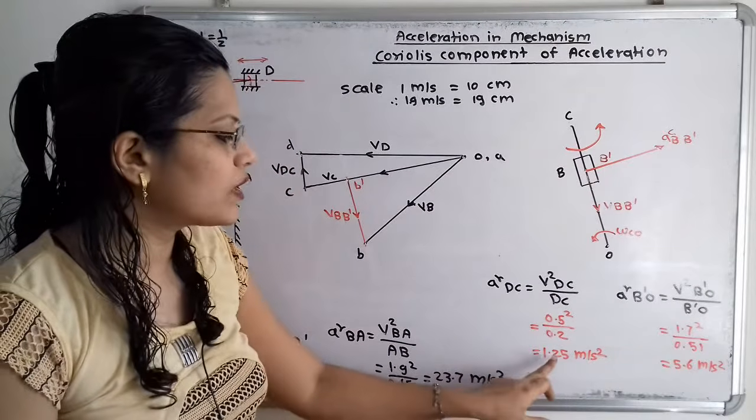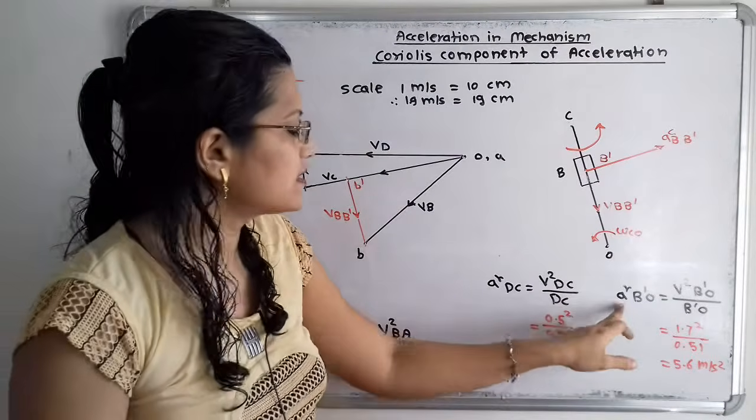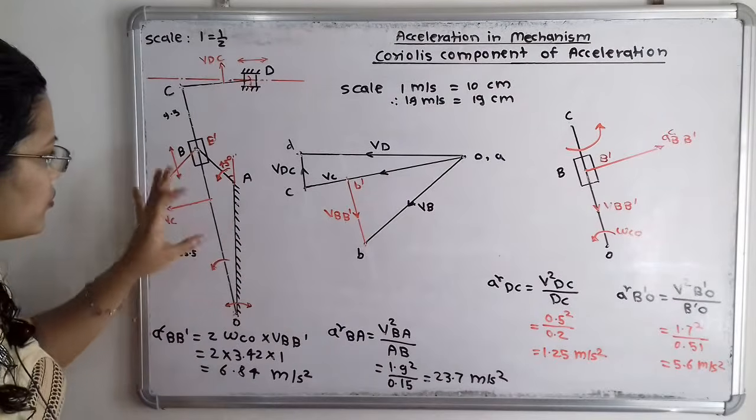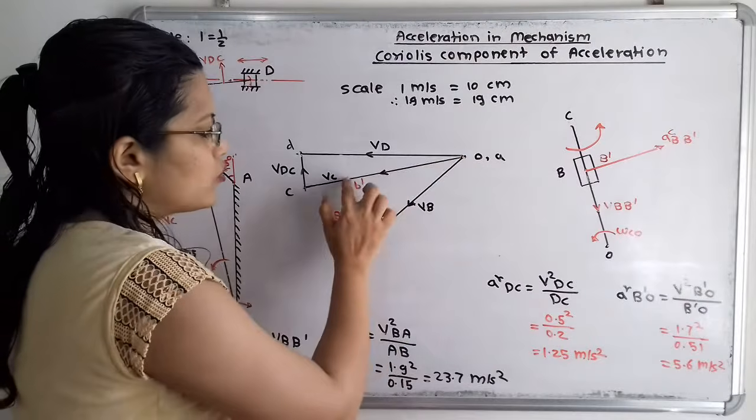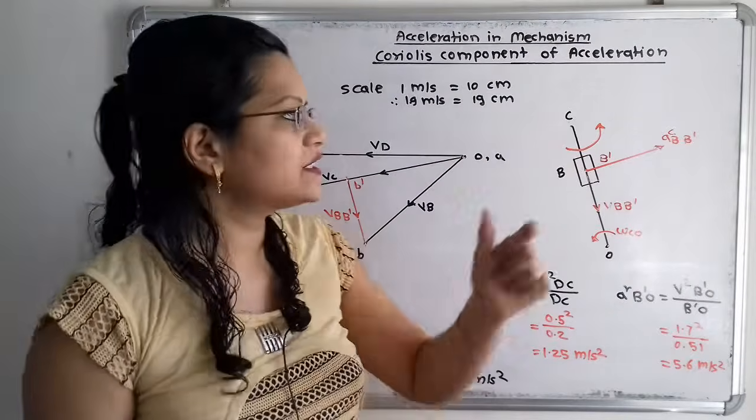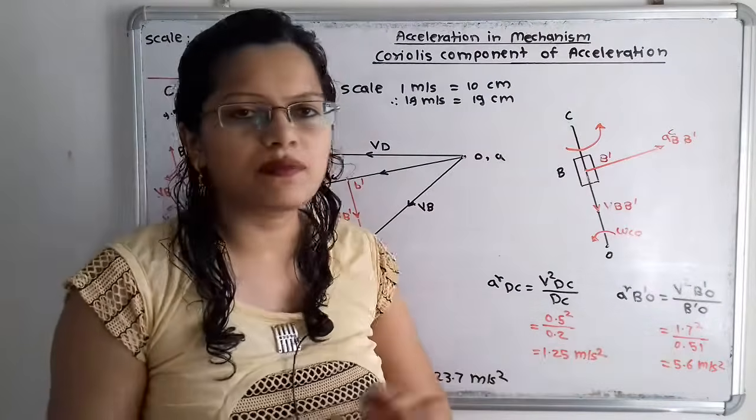So which is equal to 1.25 meter per second square. Now we will move for the next, that is the radial component for this B dash to O. So this link B dash to O, we have to measure this vector O to B dash, and its length is 17 centimeters. So as per this scale we can say that the velocity is 1.7 meter per second.